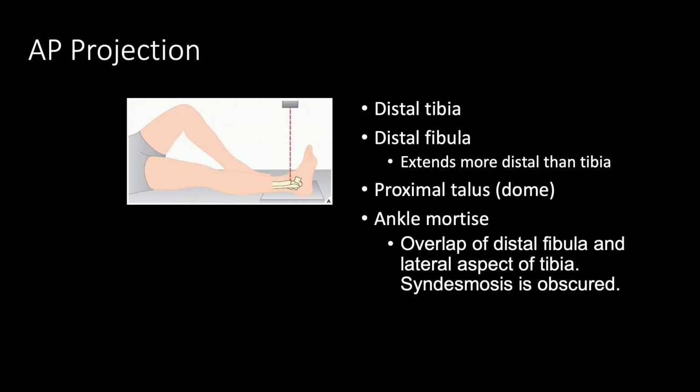So the AP projection is really just looking at the distal tib and distal fibula here. We'll be able to see the talar dome and a little bit of the ankle mortise, although you'll see some overlap of the distal fibula and lateral part of the tibia. So the syndesmosis is not viewable with this view. So that's one way you can differentiate the AP versus the oblique view, is being able to visualize the syndesmosis. Typically the beam is just shot straight down into the ankle with the film underneath the foot and ankle here, giving you a pure AP projection.